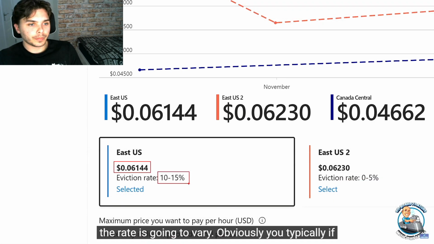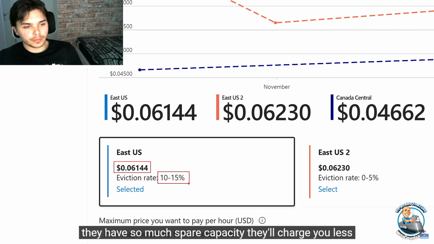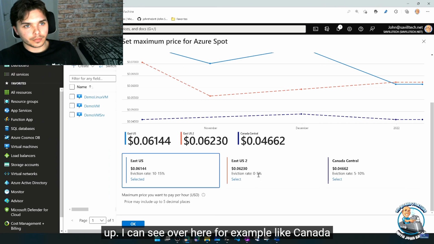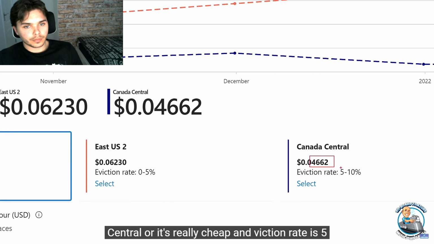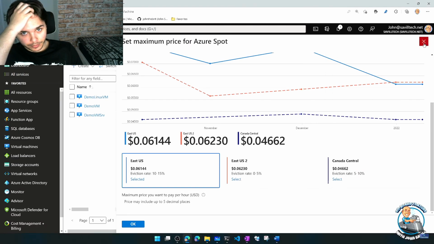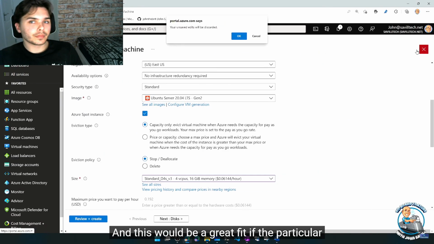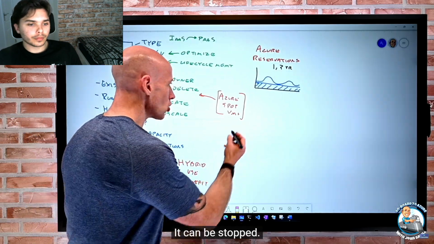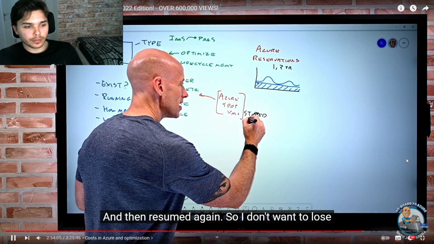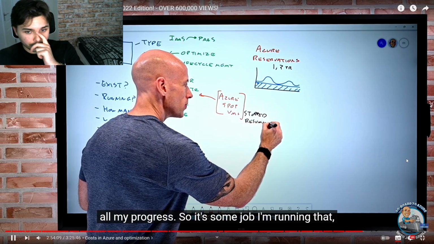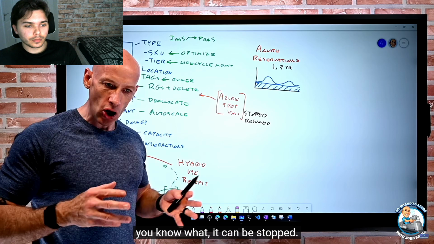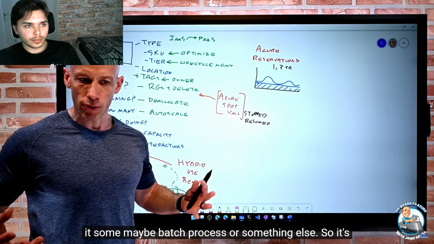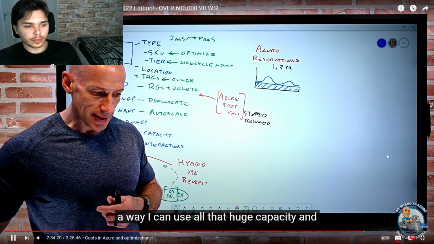So the rate's going to vary. Typically, if they have so much spare capacity, they'll charge you less because they just want to get it used. The less spare they have, the spot price may go up. I can see over here, for example, Canada Central, well, it's really cheap, and the eviction rate is 5 to 10%. So I can get much, much cheaper resource, and this will be a great fit if the resource I'm creating is running some workload that can be stopped and then resumed again. Obviously, I don't want to lose all my progress. So it's some job I'm running that can be stopped because I can just resume from where it got to, maybe some batch process or something else. So it's a way I can use all that huge capacity and get it as cheap as possible.